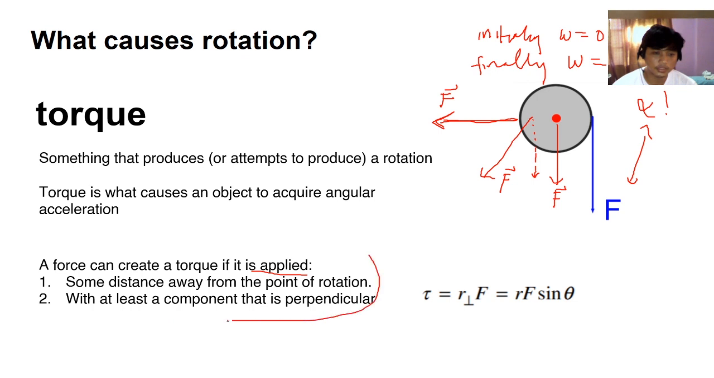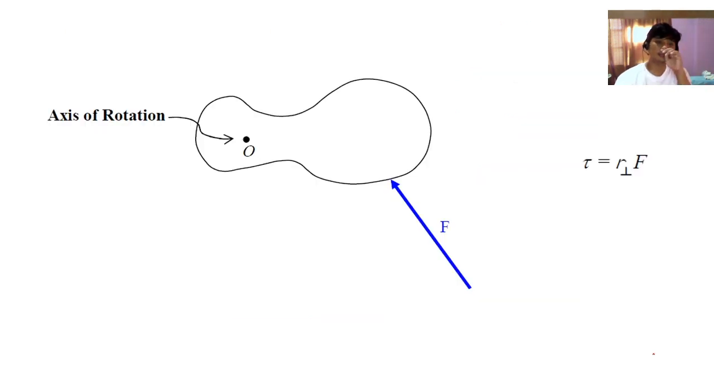Okay, so these are the two considerations. Your force must be some distance away from the point of rotation, and at least one component has to be perpendicular. We'll look at this formula later. So let's consider this situation. O is the axis of rotation, and F is the force that you apply. The question is, will this object rotate? It looks like it will, but I'm going to focus on this formula. What is this R sub perpendicular?